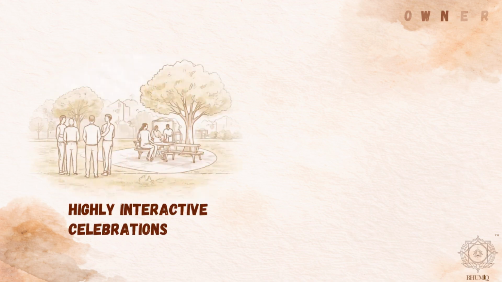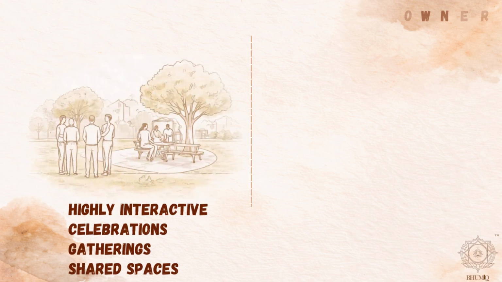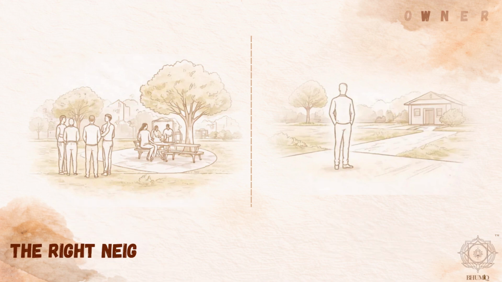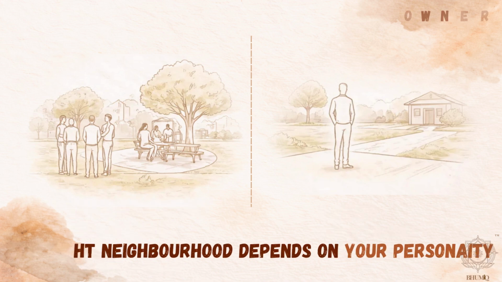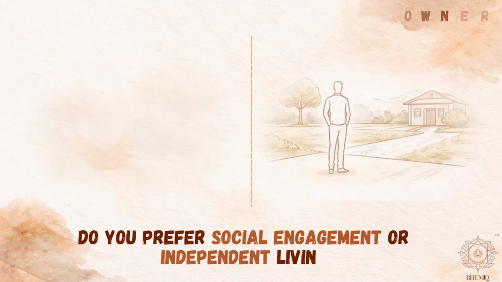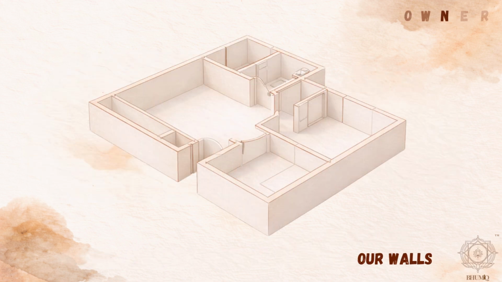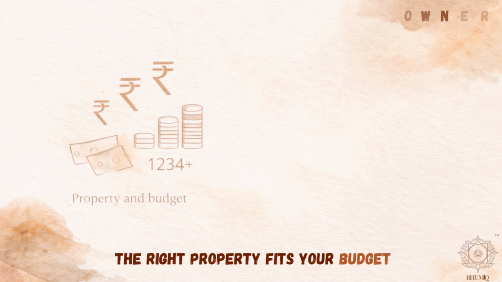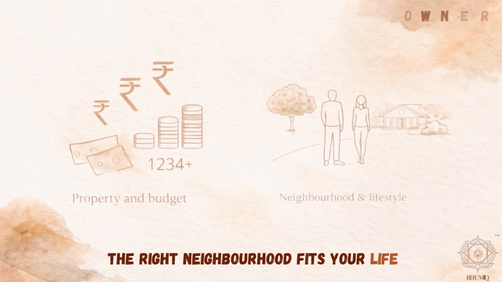Some communities are highly interactive, celebrations, gatherings, shared spaces. Others are quieter, more private, more contained. The right neighborhood depends on your personality. Do you prefer social engagement or independent living? Because a home is not experienced only within 4 walls, it is shaped by the environment around it. The right property fits your budget. The right neighborhood fits your life.